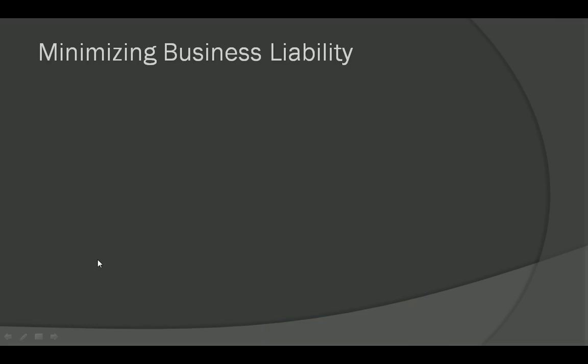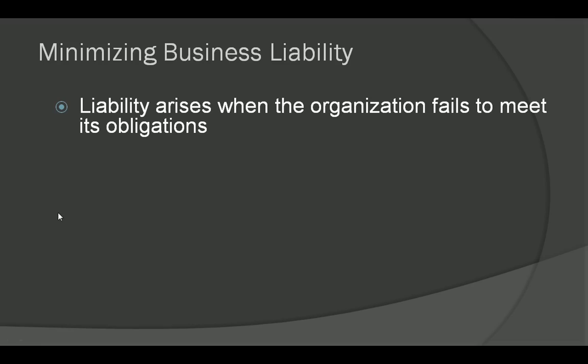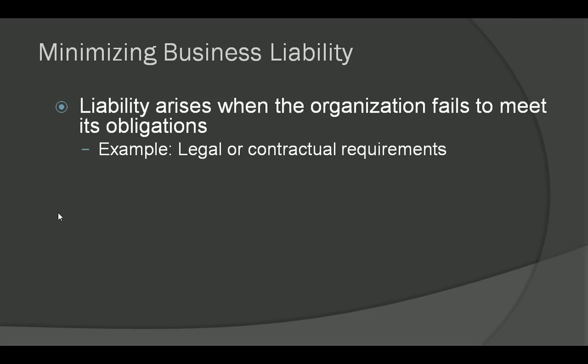Now that we know a little bit about policies, we'll start to talk about why we have policies, and of course one of the major reasons is to minimize our liability. Without security policies, it's very difficult to control those liabilities. Liability arises when the organization fails to meet its obligations. That could be our regulatory obligations, or our business obligations. We fail to sell enough goods, we lose our intellectual property, something along those lines. For example, legal or contractual requirements might be a failure to meet obligations.